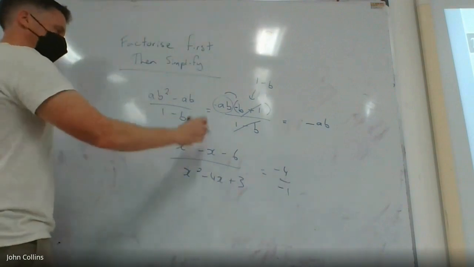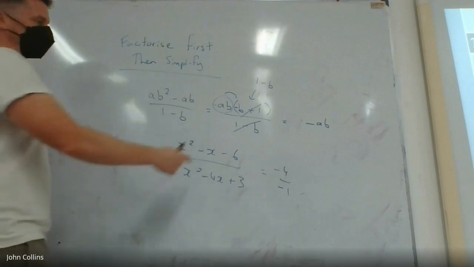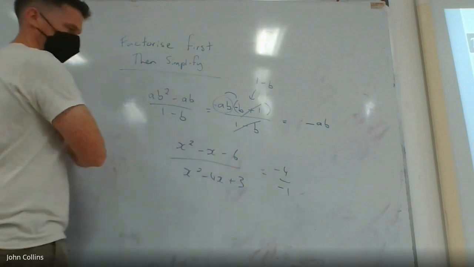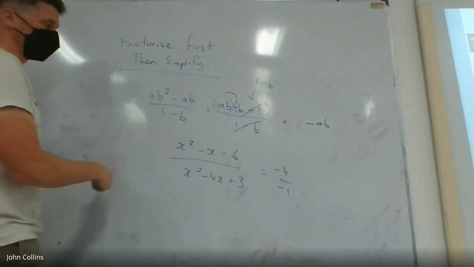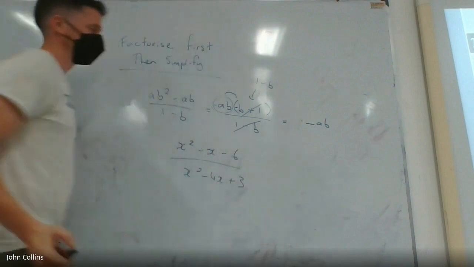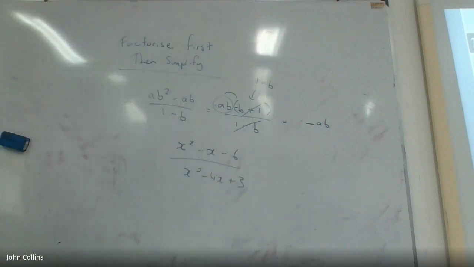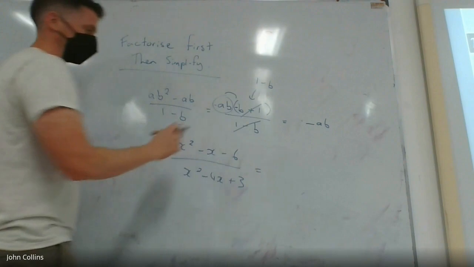Now, if we cancel this, when you said x was 2, you get a totally different answer. You get minus 8 on top, and minus 3 on the bottom, which is a totally different answer. So you just can't cancel. The only way to simplify these is to factorize. Got to factorize. And that means we must remember how to factorize quadratics.